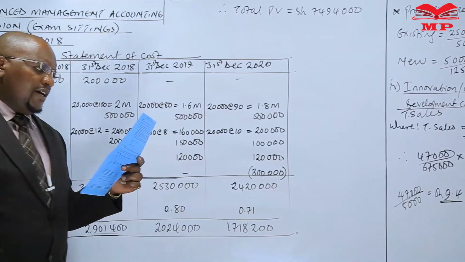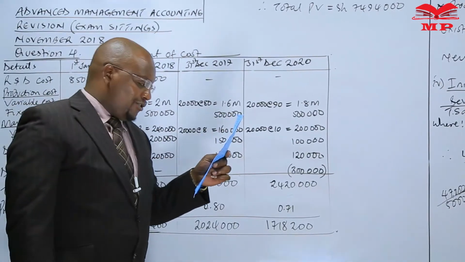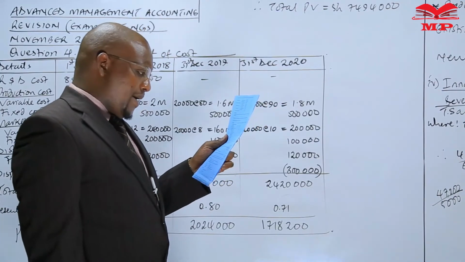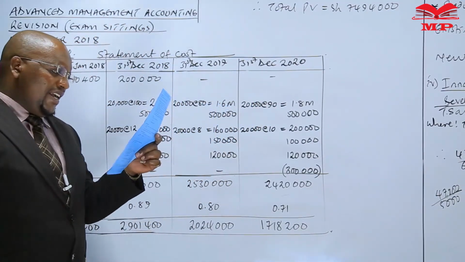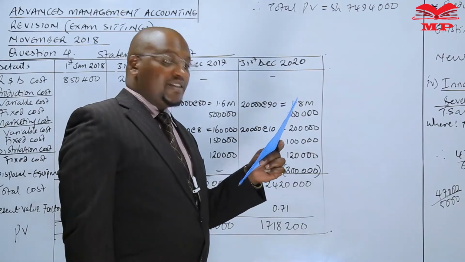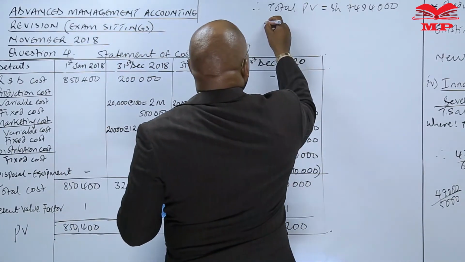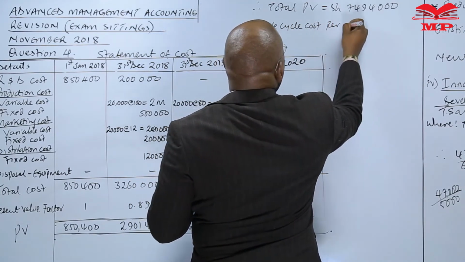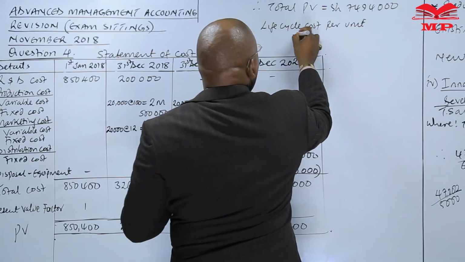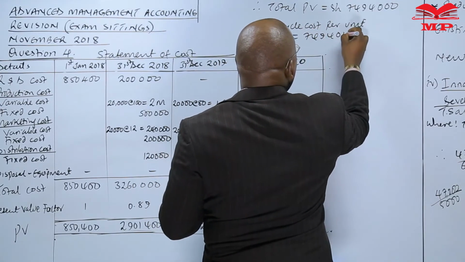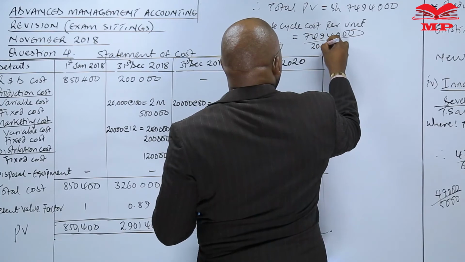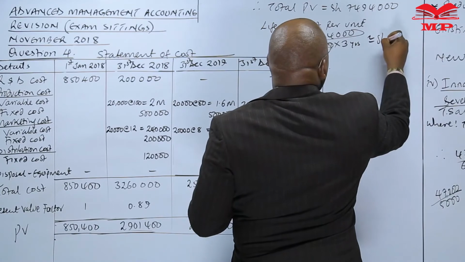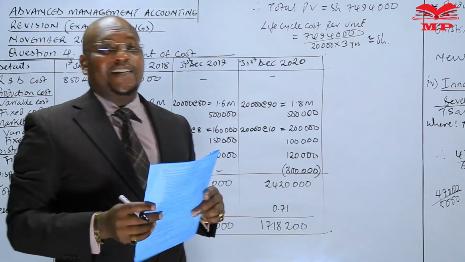in fact this is total life cycle cost. Now total life cycle cost is this much. So we can divide by the number of units. So within how many years? These 3 years, the total units are 60,000. You can see that life cycle cost per unit will be 7,494,000 divided by 20,000 units times 3 years. This is going to give us what?